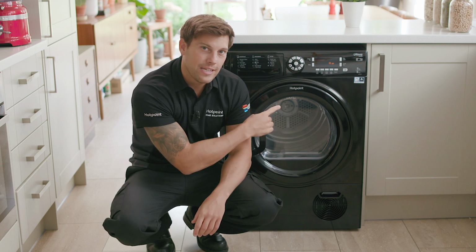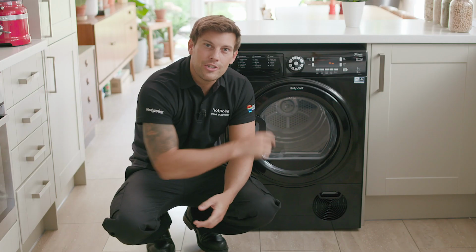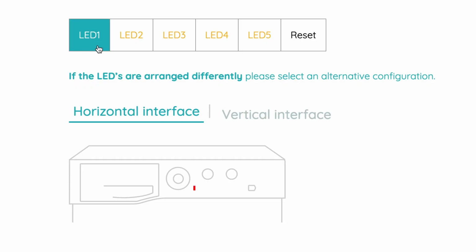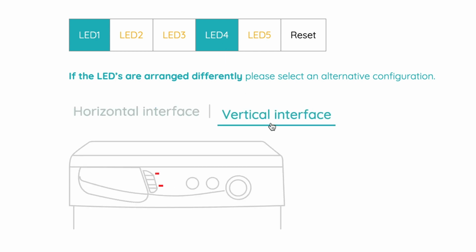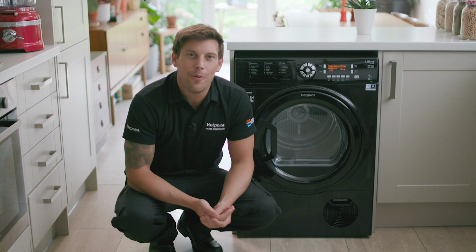Well, on dryers with a digital display, you can easily see it in plain sight, in this case F03, but on dryers without a digital display, they can only show you through a series of lights. So if your appliance doesn't have a display, simply match up your flashing lights with the ones on the website to work out which error codes you have. So there you go, that's how you read error codes on a Hotpoint dryer.